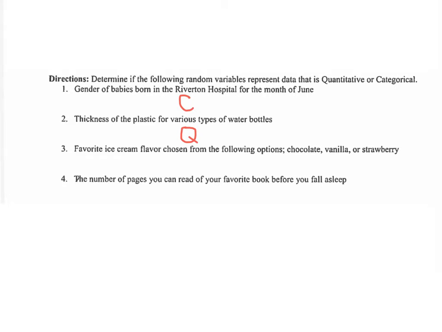So that's going to be quantitative. Let's try these last two. Favorite ice cream flavor. Since your response would be a word and not a number, that is going to be categorical. And then last, the number of pages you can read of your favorite book before you fall asleep. That's going to be quantitative because it's measured with a number.